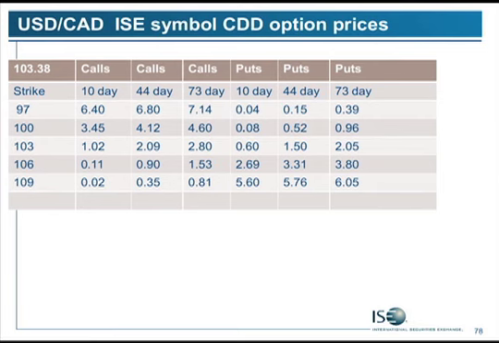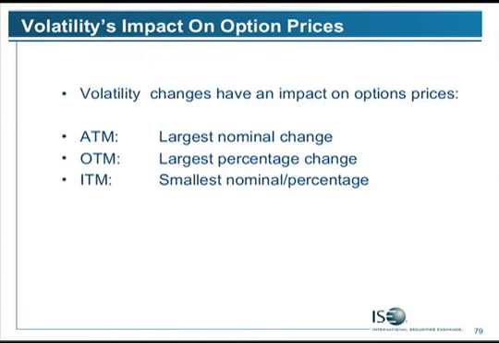And I just mentioned that the at-the-monies have the largest nominal. Out-of-the-money have the largest percentage. I did not mention that. And the in-the-money have the smallest. So if you just wanted to trade options and not worry about volatility, you could trade in-the-money options. The problem is, in-the-money options have the greatest dollar risk.